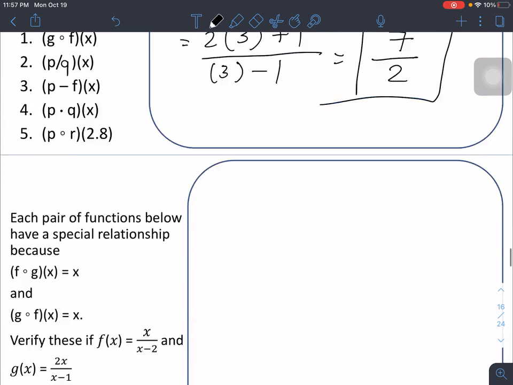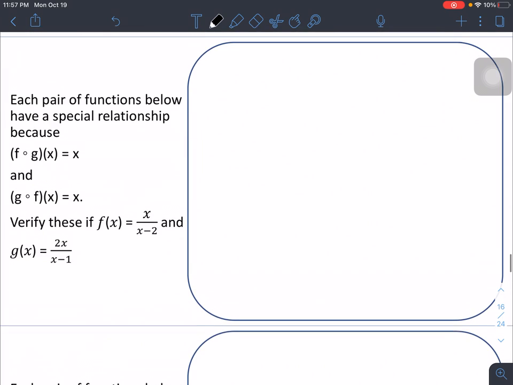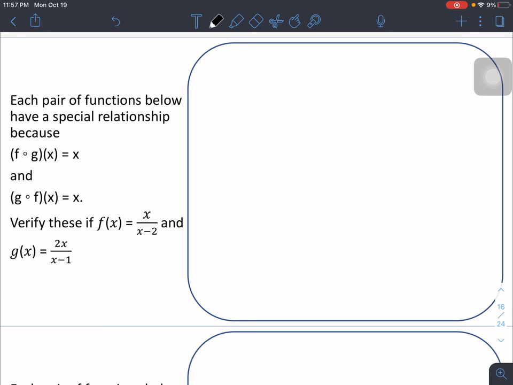Okay? So that's all for our examples. So let us try this. So we would like to verify, given that f of x is equal to x over x minus 2 and g of x is equal to 2x over x minus 1, that f composed of g is equal to x, and g composed of f of x function is equal to x. Okay, so let's try to prove first the f composed of g.